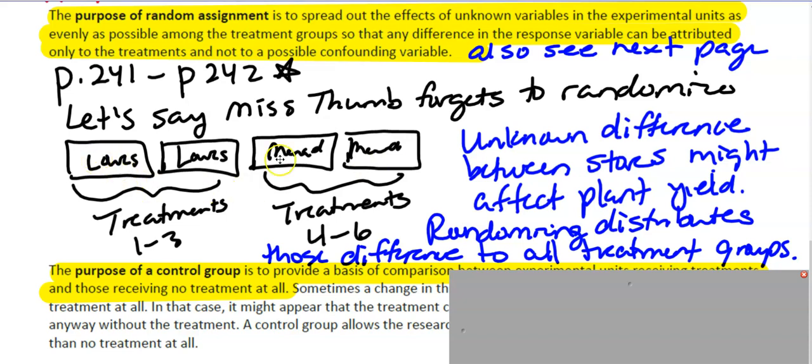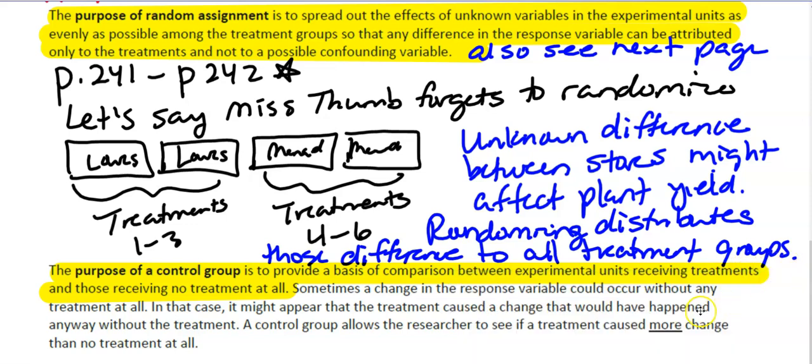Now, if you suspected in advance that Lowe's and Menards would have very different plants, or that might be a possibility, we could do something called blocking, which we'll talk about in the next video. Okay, last thing is, what is a control group?